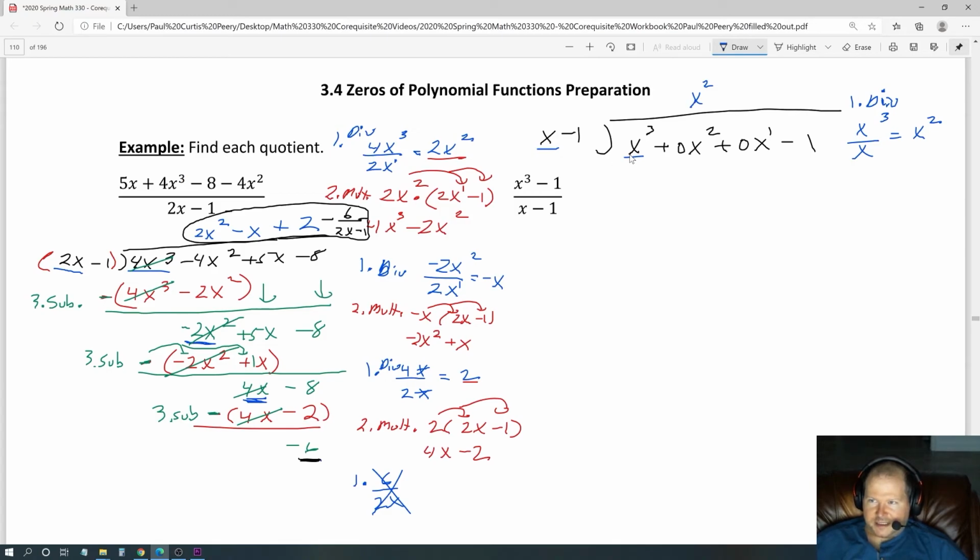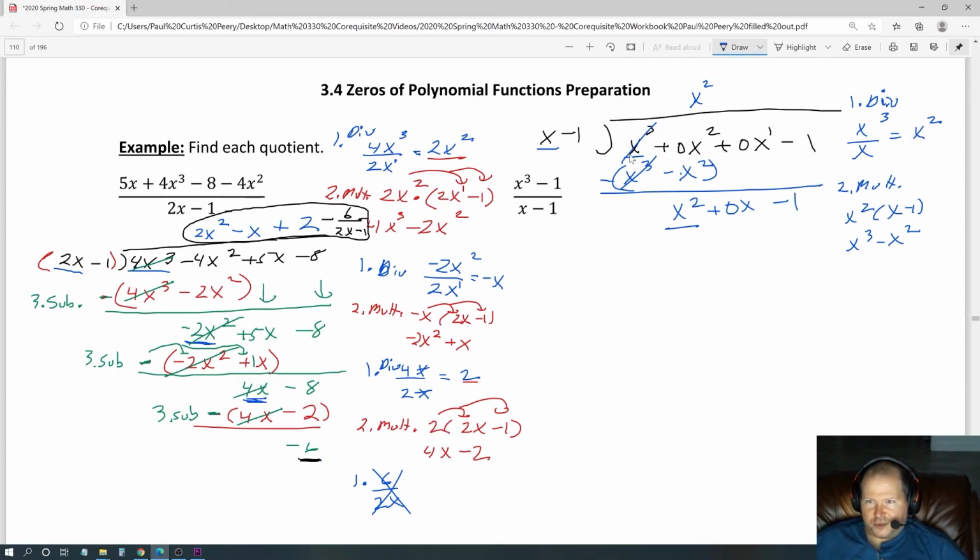Okay, next, multiplication. So I'm just too lazy to do a different color. So now we're going to say x squared multiplied by x minus 1, and that gives me x cubed minus x squared. So again, it's going to be x cubed minus x squared. And we subtract, and the x cubes go away, and we have 0 minus negative x squared, which is really plus, so we end up with plus x squared. Bring down everything else, 0x minus 1.